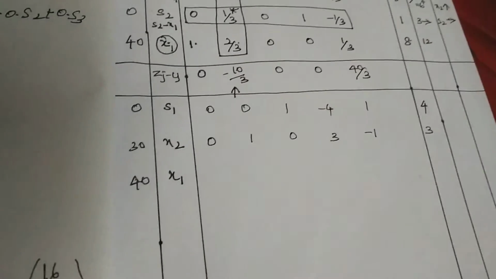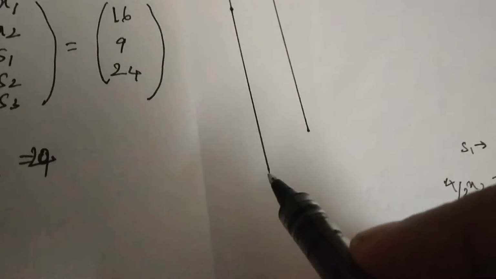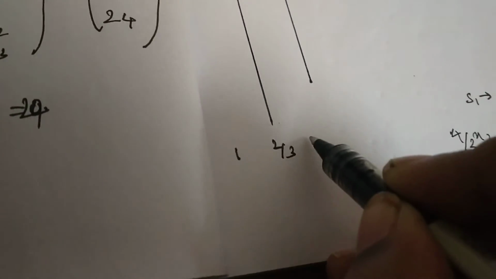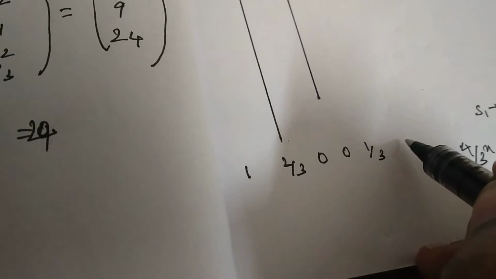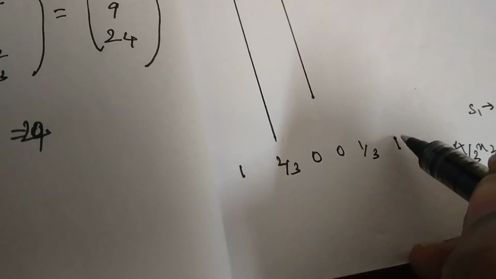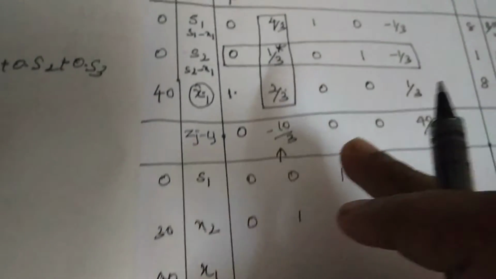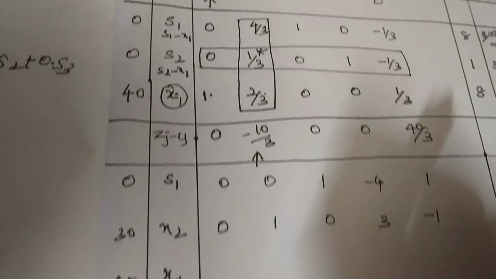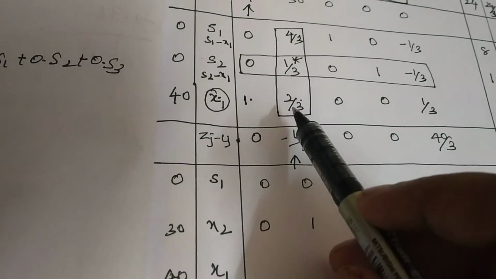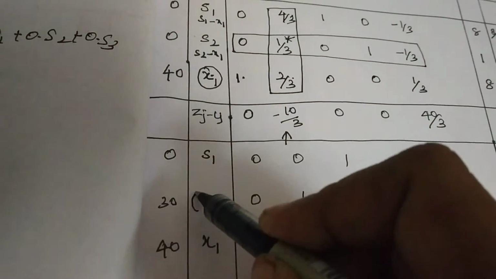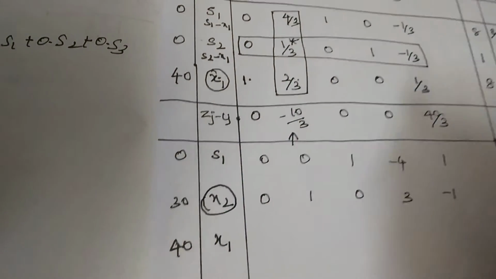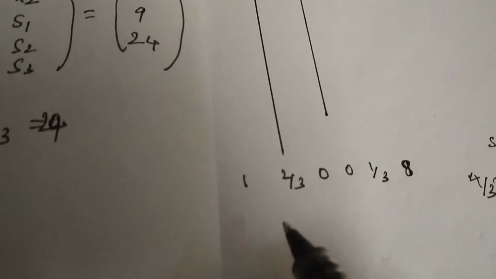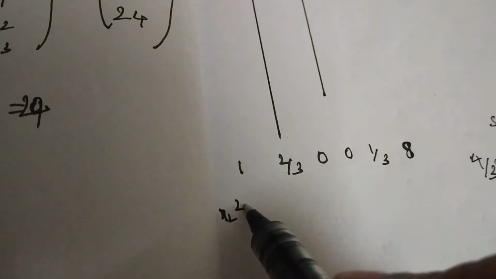And then what about the second one? So here you can write the second one: 1, 2 by 3, 0, 0, 1 by 3, 8. So this is the second one. So here we have 2 by 3 here. So just multiply. This one is the pivotal row. Just multiply here 2 by 3. So x2 into 2 by 3.